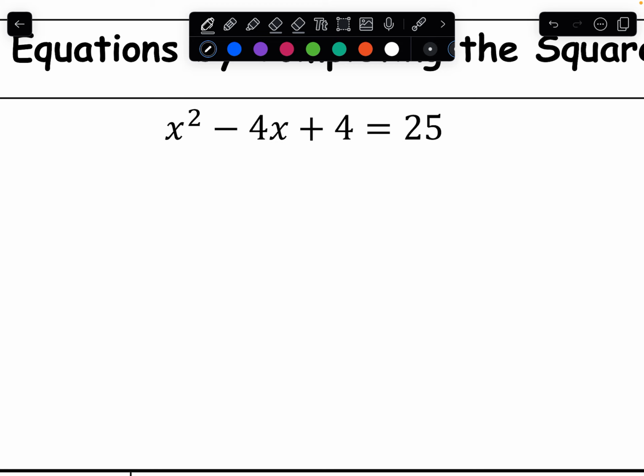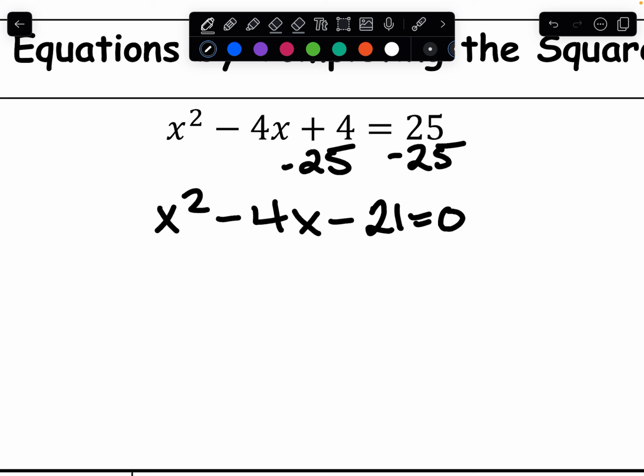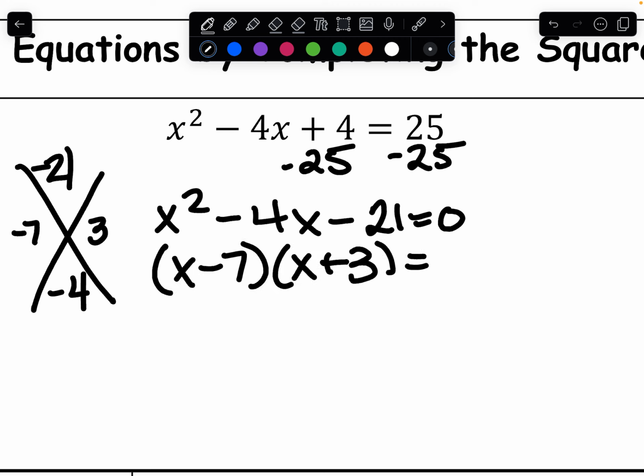Okay, so what you should have done is get it in standard form equals 0. So we would start by subtracting 25 from both sides. Then we would do our big X method, looking for A times C, B, two numbers that multiply to get these numbers and add to get them. So we would get x minus 7 and x plus 3 equals 0.